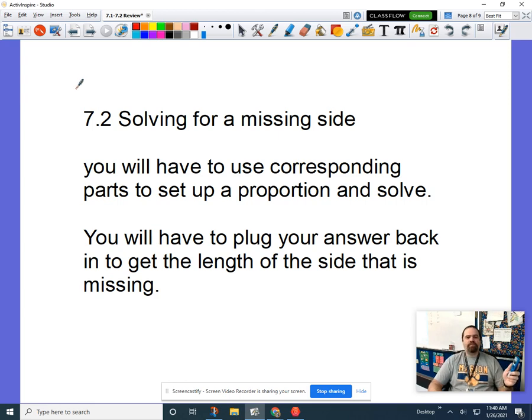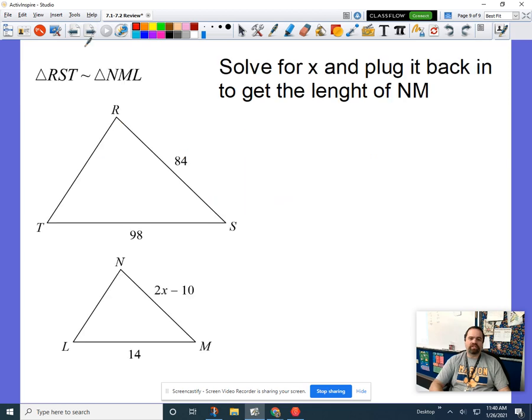However, if you have a bigger expression listed as one of your side measurements, you're going to have to do one more thing. Once you get your X, plug it back in to find the missing side. You'll know they're obviously different from the other ones. You've got a bigger expression here instead of just a question mark or an X. You've got more to do.